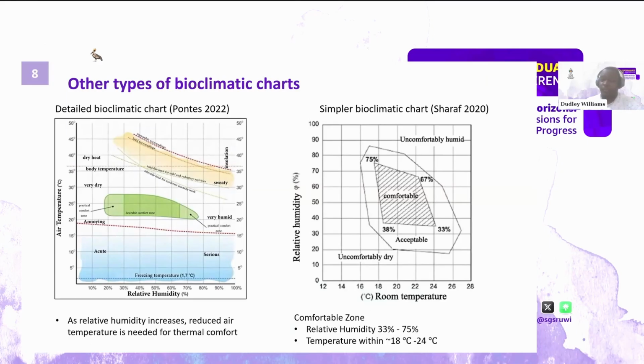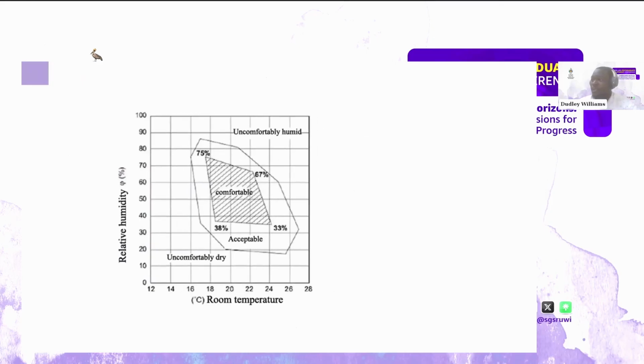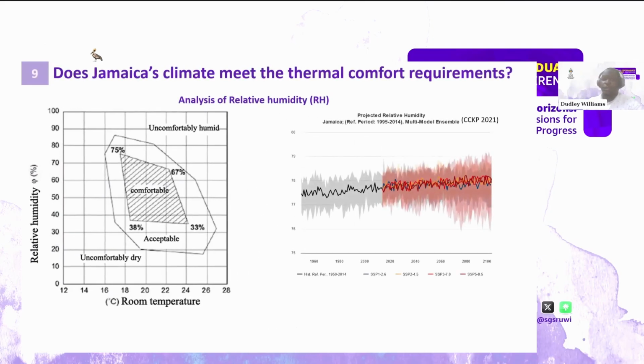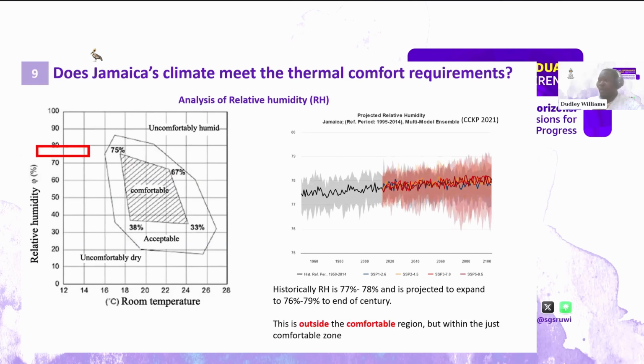For this presentation, we'll be sticking with the simpler bioclimatic chart and applying it to Jamaica to see if we fall into that thermal comfort zone naturally. Now, taking Jamaica's historical relative humidity, we are seeing that relative humidity normally lies between 77% and 78%. Now, when we apply that to this bioclimatic chart, we are seeing that we are outside of that comfortable zone, but we are in that acceptable zone.